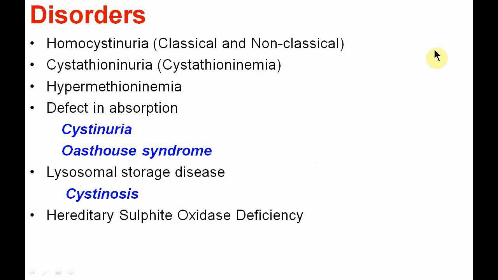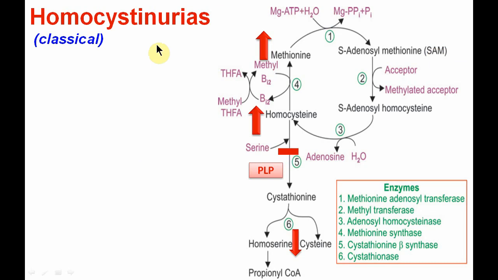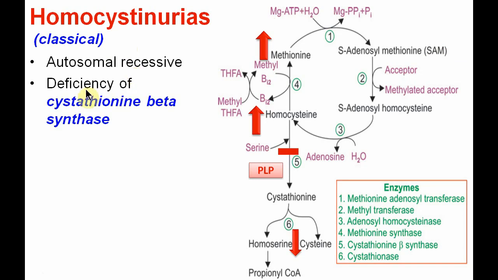So let us first see about homocystinuria, that is of the classical variety. It is an autosomal recessive disease. Here there is deficiency of cystathionine beta synthase. If we see in these reactions, homocysteine is converted to cystathionine by enzyme number 5, that is cystathionine beta synthase, which requires pyridoxal phosphate as a cofactor. So in this condition, this enzyme is deficient.